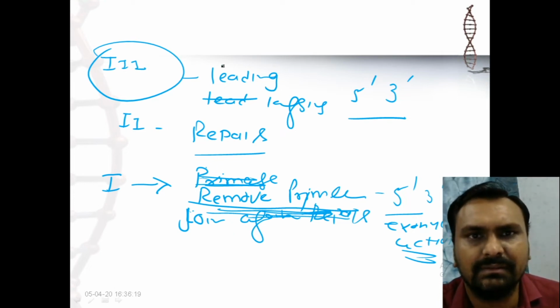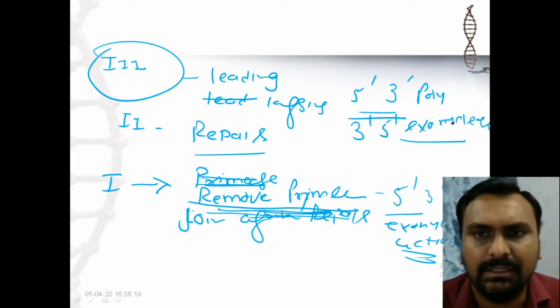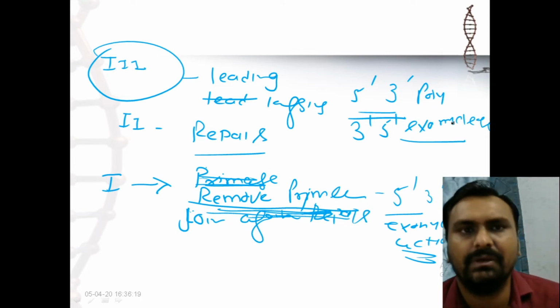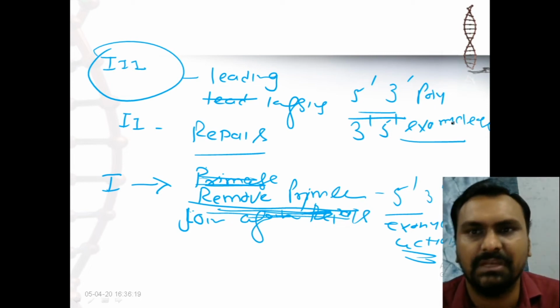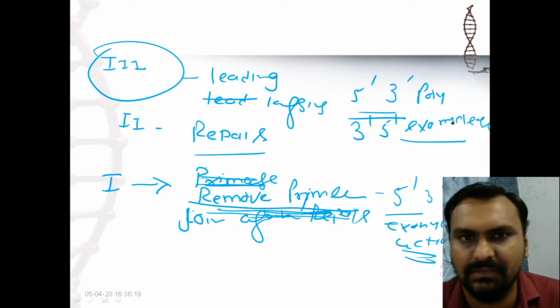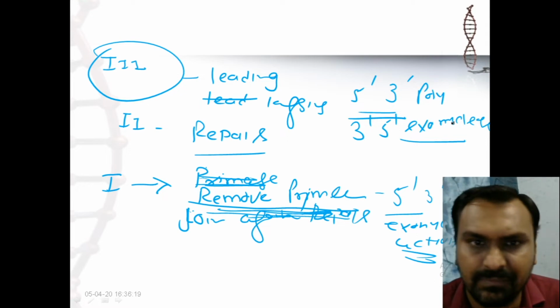And this DNA polymerase III has a 5' to 3' polymerase activity and a 3' to 5' exonuclease activity, so that it can proofread. Okay. So if any mismatched nucleotide is added, it can be removed with the help of the 3' to 5' activity. So DNA polymerase III is a very important enzyme. DNA polymerase I is for the removal of the primer.